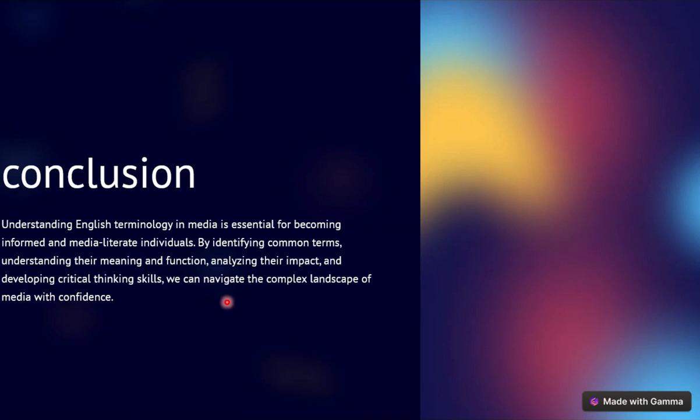As a conclusion to this lesson, understanding English terminology in media is essential for becoming informed and media-literate individuals: by identifying the common terms, understanding their meaning and function, as we said before, analyzing their impact, and developing critical thinking skills, we can navigate the complex landscape of media with confidence.